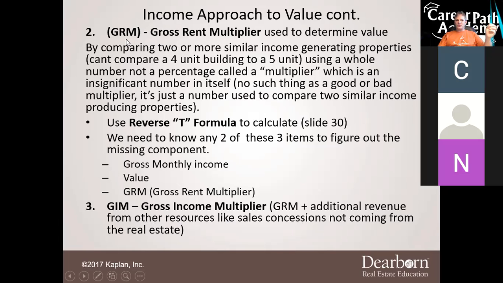It's basically using the gross rent multiplier plus any additional revenue from sources like sales concessions on commercial properties. That income that's not coming from the real estate itself, but maybe from like a concession stand there, right? You add that onto the rent.